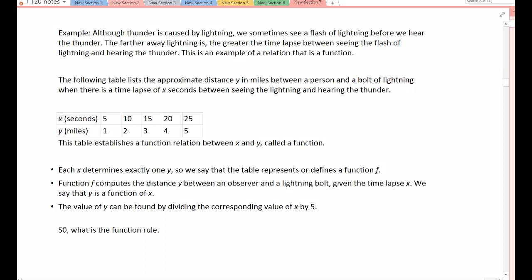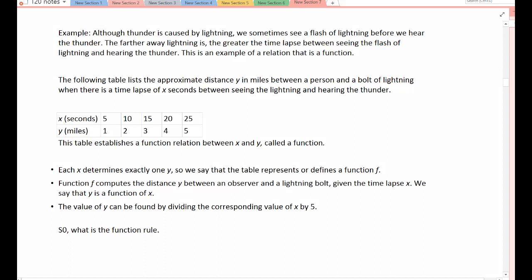So the table lists the approximate distance y in miles between a person and a lightning bolt, when the time elapsed is in seconds. You're counting seconds between when you saw the lightning and when you hear the thunder. So x represents that time. Whatever that time is tells you how far away the lightning was when it went off. So the time is telling you the distance.